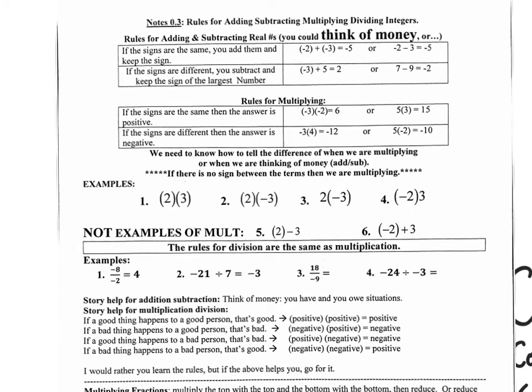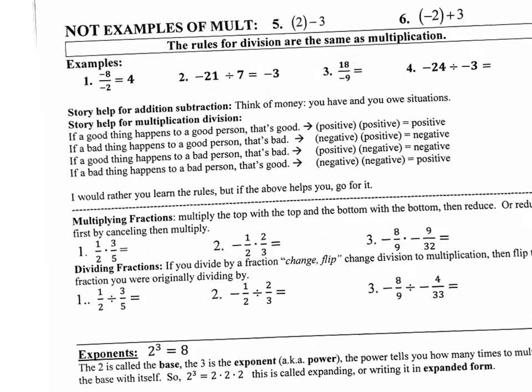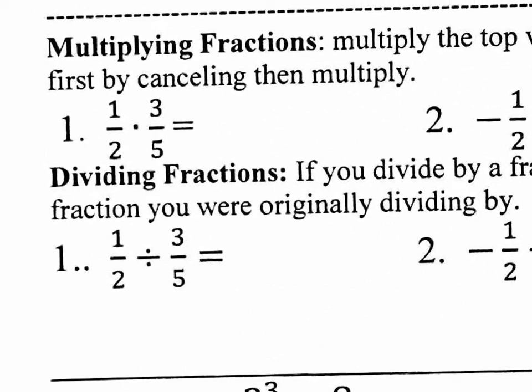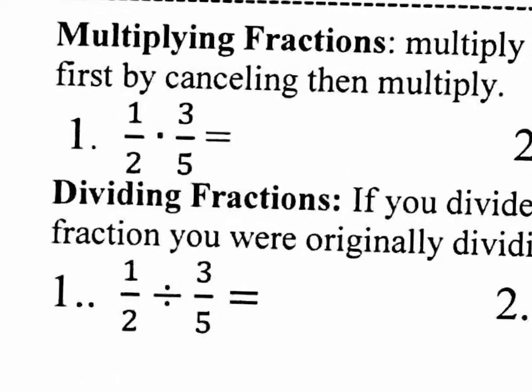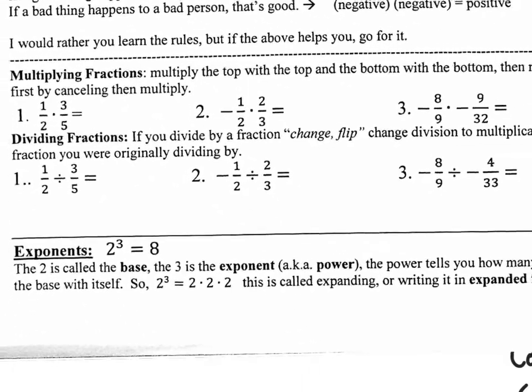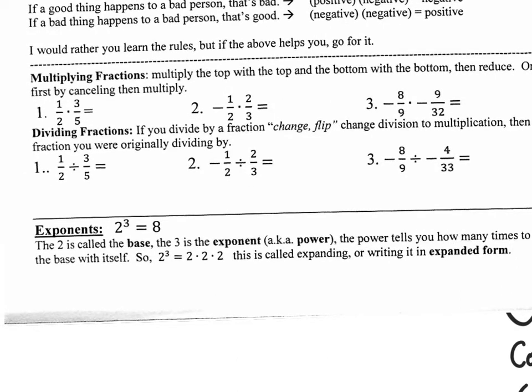So on this handout, we have all the rules that we already know, right? Rules for adding and subtracting, rules for multiplying, or you could think of money and the rules for multiplying. We also have the storyline, but let's jump to this part right here where it says multiplying fractions, because that's what we're focusing in on today. So we said that, it even says right here, you could multiply the top with the top, the numerator with the numerator, and the bottom with the bottom, and then reduce.